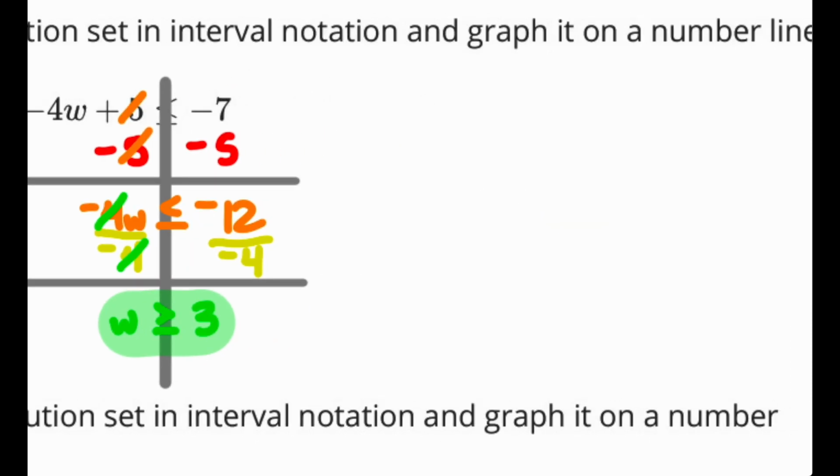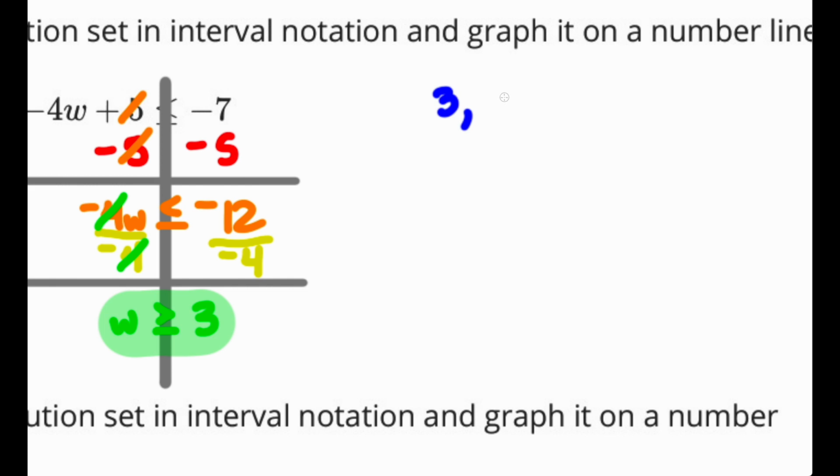Now it says we need to write this in interval notation. To write this in interval notation, it says W is greater than or equal to 3. That means that 3 would be the smallest you can be. Because after 3, you're only greater than it. You're equal to it or you're greater than it. You can't be less than it. So the smallest number is 3.